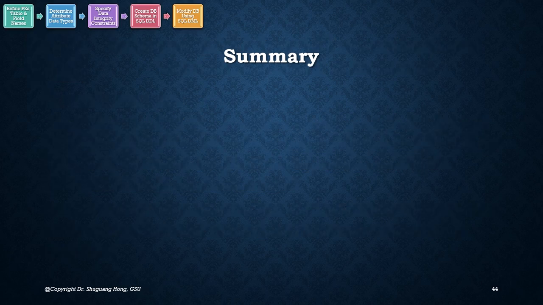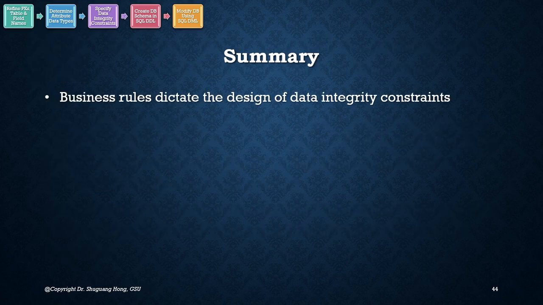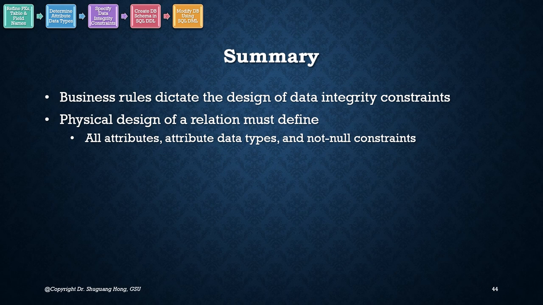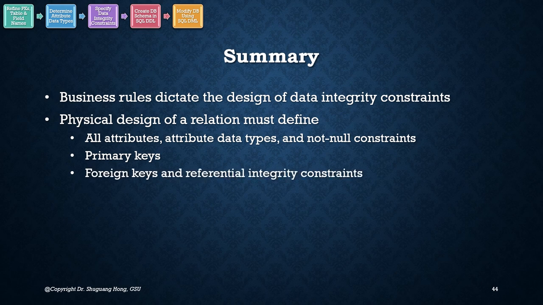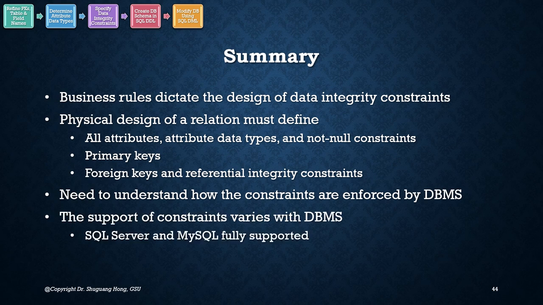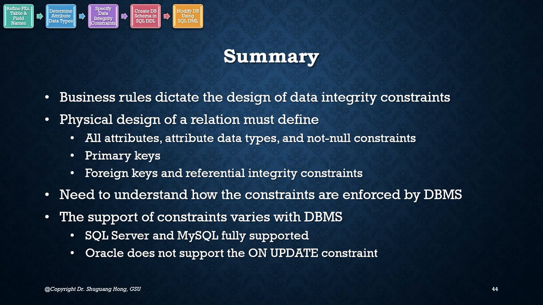Summary. Business rules dictate the design of data integrity constraints. The physical design of a relation must define all attributes, attribute data types, required fields, and other data constraints: primary keys, foreign keys, and referential integrity constraints. Need to understand how the constraints are enforced by the DBMS. The support of constraints varies with DBMS, for example, SQL Server and MySQL fully support them. Oracle does not support the onUpdate constraint.